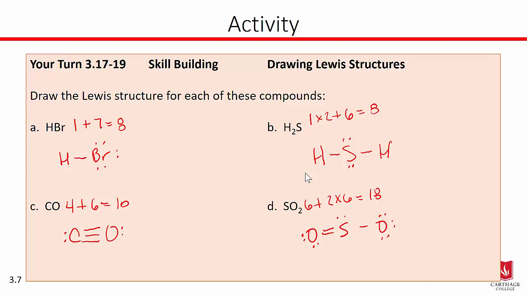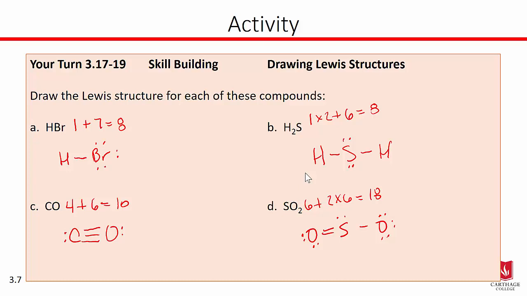Okay. So I've drawn this. So I still have 18 electrons. 2, 4, 6, 8, 10, 12, 14, 16, 18. 18 total. I've got 2, 4, 6, 8 around oxygen. 2, 4, 6, 8 around this oxygen. 2, 4, 6, 8 around the sulfur. Okay, so that meets the octet rule for everything, and I've got 18 electrons drawn. This is a good Lewis structure for sulfur dioxide.